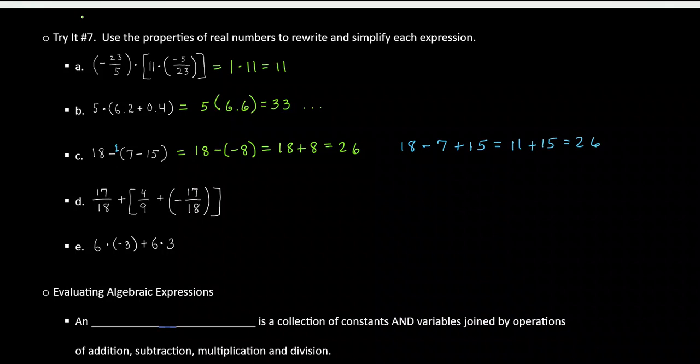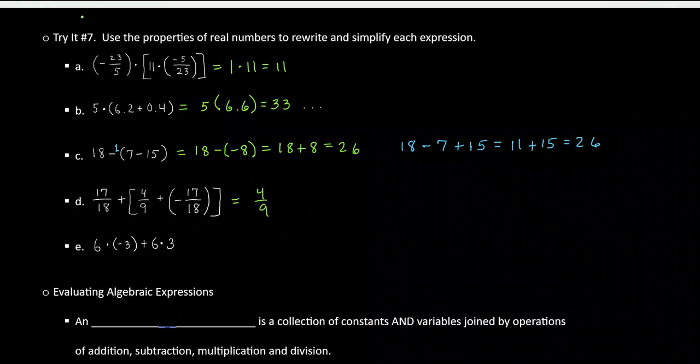All right, the next one here, the key is you're adding all of these together, all these numbers. And so once again, instead of A plus B plus C, you can add A and C together. It's an additive inverse. 17 over 18 minus 17 over 18 is 0. So all you have left is 4 over 9.